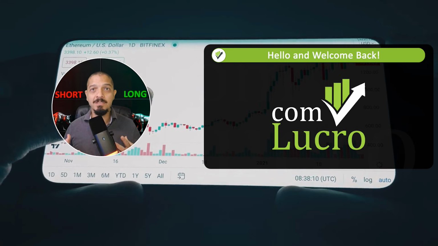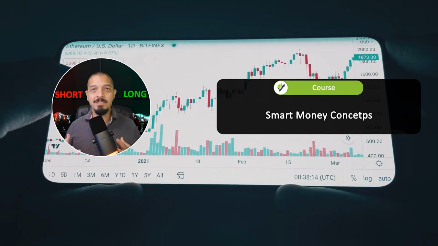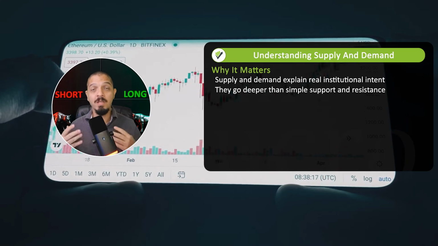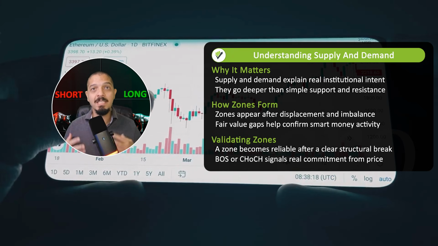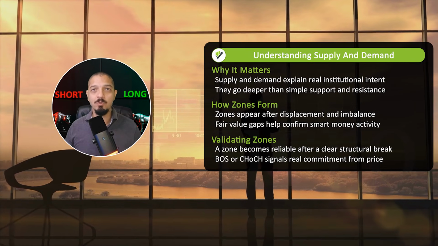Understanding the key differences between supply and demand zones versus traditional support and resistance is crucial if you want to read the market's language fluently and trade with an edge. In this exciting chapter of our Smart Money Concepts course, that's exactly what we're going to explore.